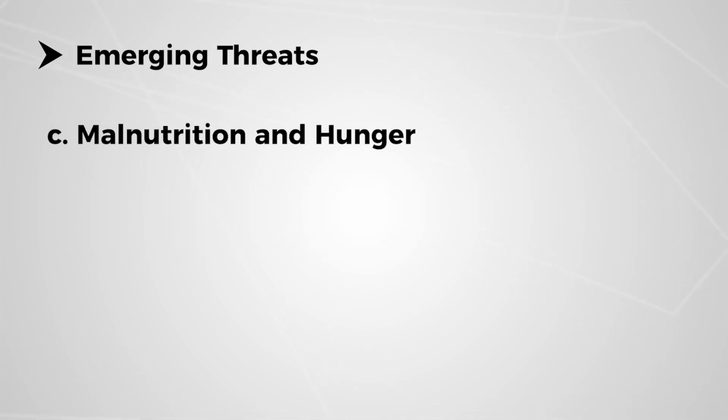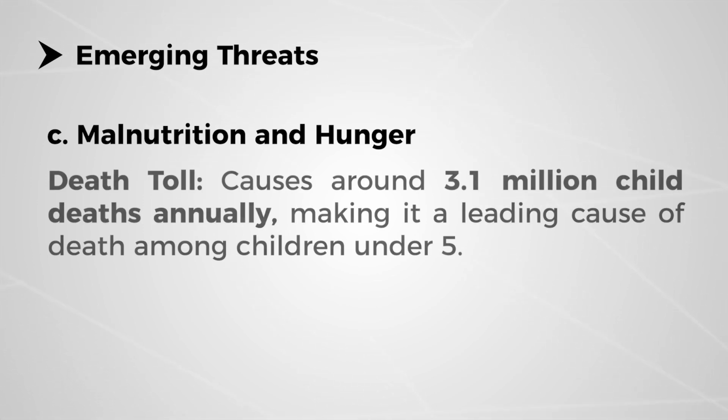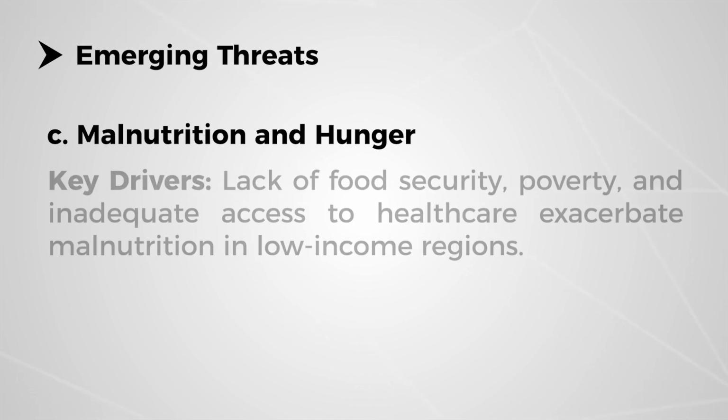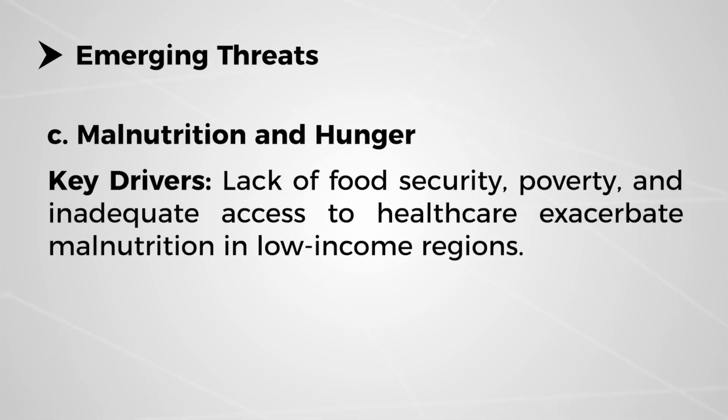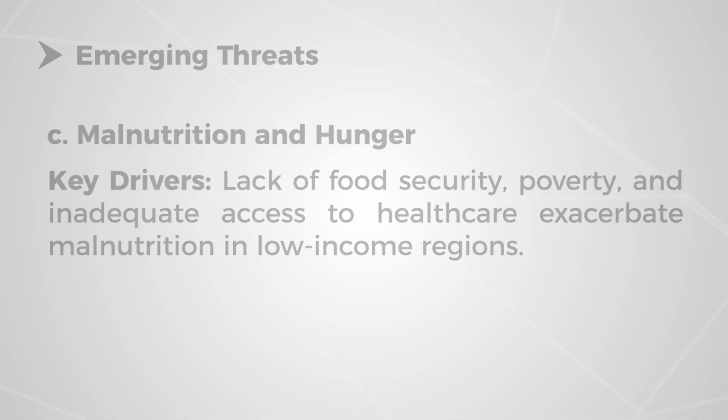Also malnutrition and hunger, for example in Sub-Saharan Africa, with very high malnutrition and hunger deaths. The death toll is around 3.1 million child deaths annually, making it a leading cause of death among children under 5. What are the key drivers? Lack of food security, poverty, and inadequate access to health care exacerbate malnutrition in low income regions.